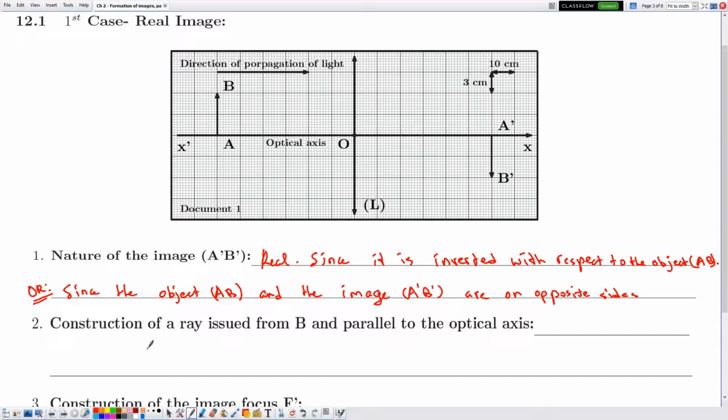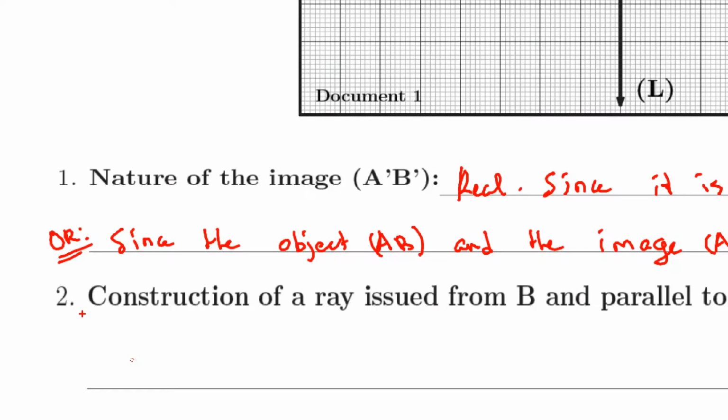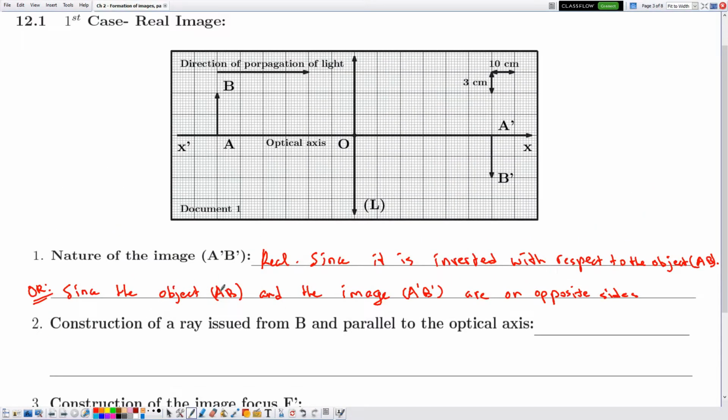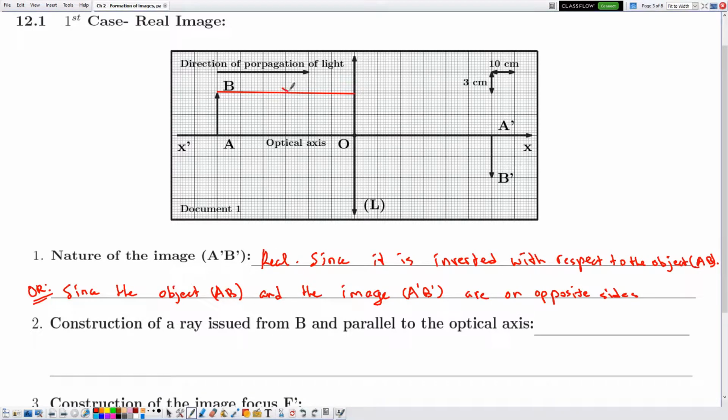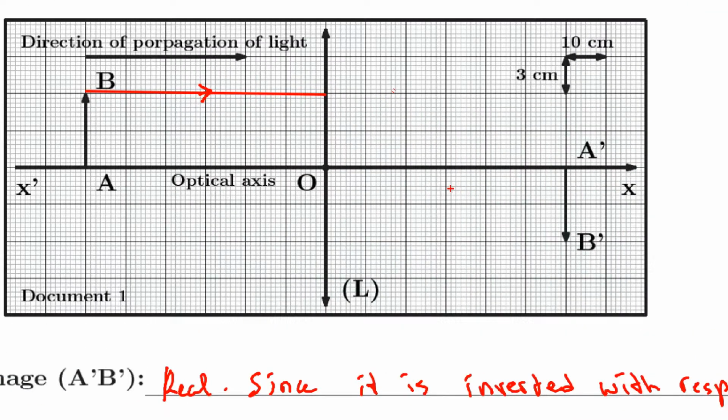Now in number 2, they are telling me construction of ray issued from B and parallel to the optical axis. The word construct means that we need to trace and justify at the same time. So this is an incident ray issued from B parallel to the optical axis. We know that always incident parallel ray is related to the image focus. But however, in this case, we don't know the image focus.